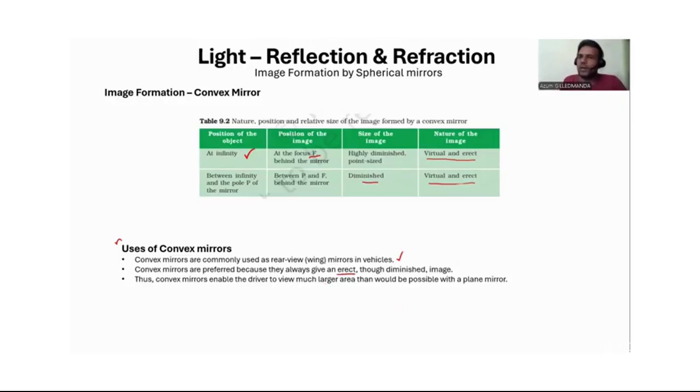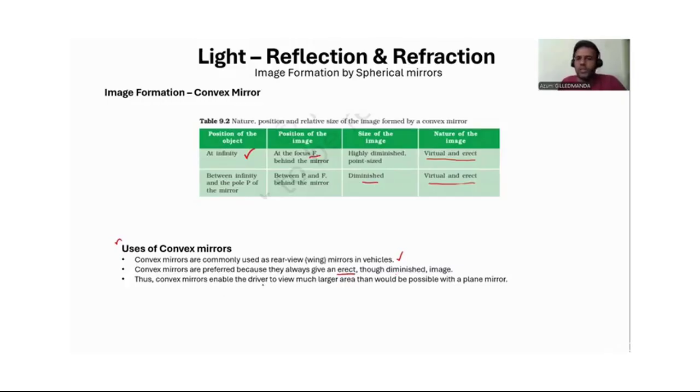If we use a concave mirror, what will happen? We'll get an inverted image. That means we will see the vehicles upside down. That creates more confusion than actually helping. So we need an erect image, and also a virtual image that we see behind the mirror. The key feature of these convex mirrors is to produce a virtual and erect image. So convex mirrors are preferred because they produce erect and virtual images.